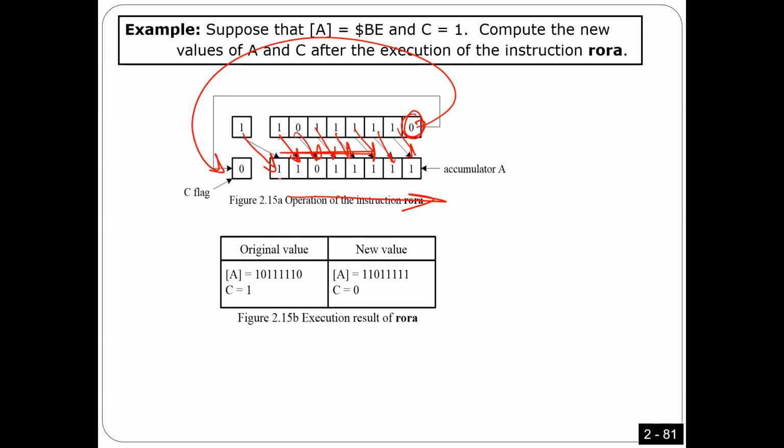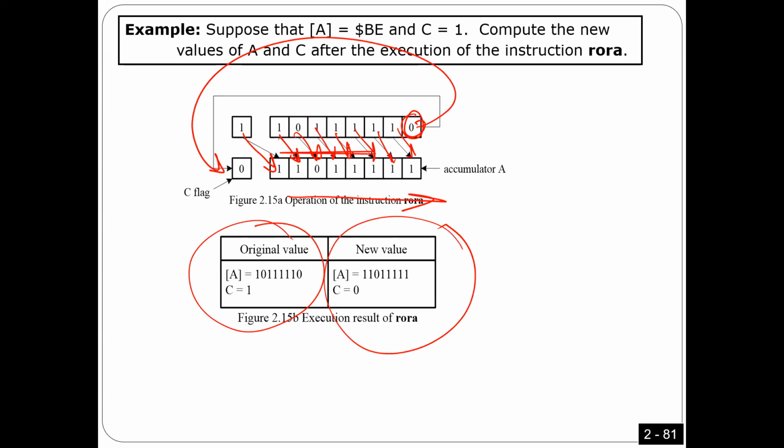So the carry is 1, so I'm going to shift it by 1. So the 1 is going to come here. Every bit is shifted. The original one is going to come back to the carry. Okay. So if this is the original value before you rotate, that's what you are going to get after you rotate. Okay, any questions?